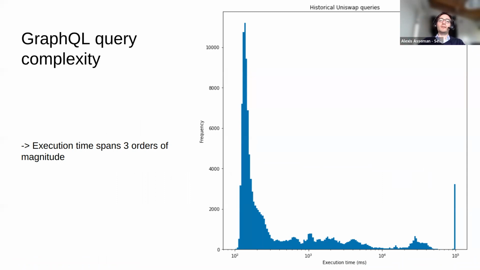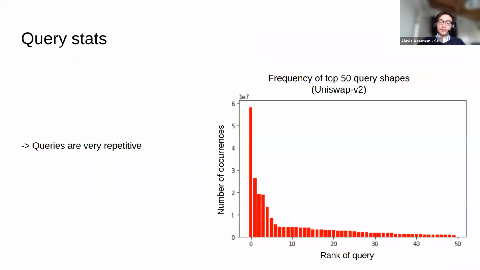We observe on real queries from the network that for some subgraphs, in particular here Uniswap, the execution time of queries can span 3 orders of magnitude. Anything between 10 milliseconds all the way up to minutes, right? Another thing is that queries are quite repetitive. That means for most of the queries you're receiving, you can take action and determine if you want to kick them out or price them according to their difficulty, right?